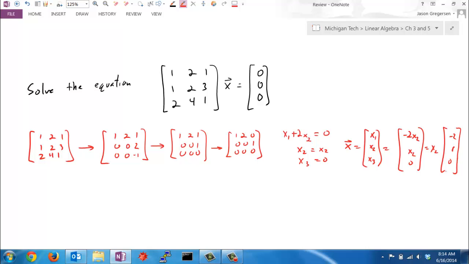Remember, the solution is just an x1, x2, x3 that actually work. So x1 is equal to negative 2x2. And x2 is just equal to itself as the free variable. x3 was equal to 0. That's what the second equation told me. And I just factor out my parameter, and I get negative 2, 1, 0. Any question about that one?